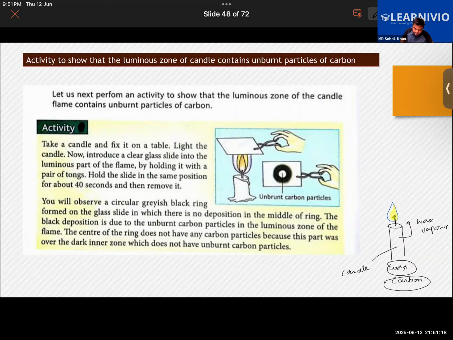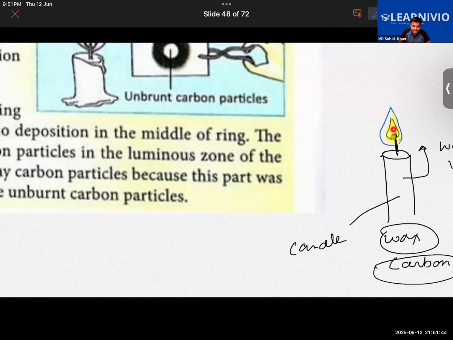But in the luminous zone, the middle yellow zone, the carbon particles are not burning properly. So where will they go? They are released into the air, into the surroundings. So how can we show that this luminous zone contains unburned carbon particles? You cannot see them with your bare eyes. But when you place a glass slide in the middle zone like this, after a few seconds you observe a deposition of carbon particles on the slide, which appears as a black colored ring.